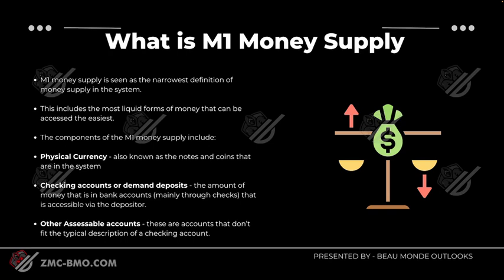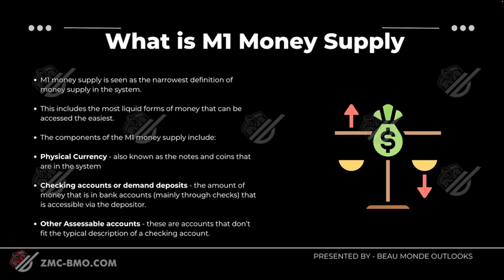The components of M1 money supply include physical currency, also known as the notes and the coins that are in the system. For example, if you look in your wallet or if you've got cash lying around, that is a form of M1 money supply. That's in the system technically. Checking accounts or demand deposits. This is the amount of money that is in bank accounts, mainly through checks, that is accessible by the depositor. Depositor meaning you and I who have that account.